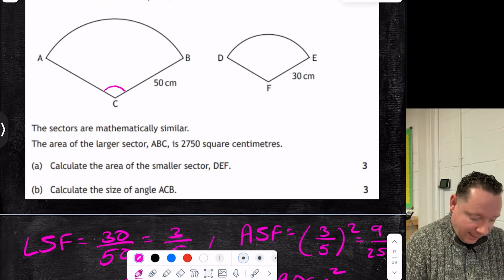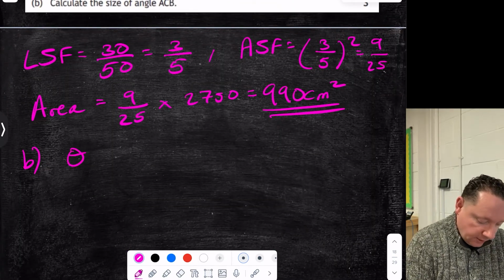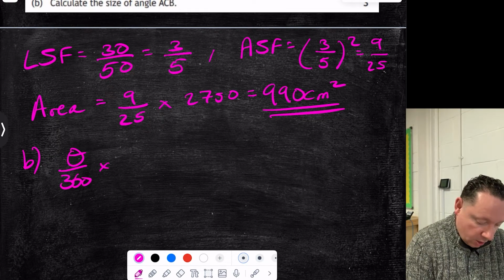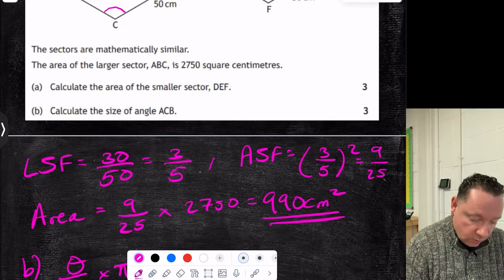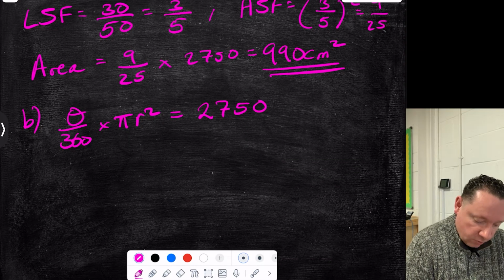So we're in the big sector, and we know that if we've got an angle, then angle over 360 times pi r squared, because we're doing sector area, equals the area. Well, the area I'm given is 2750 for the big sector. So we're just working backwards from there.